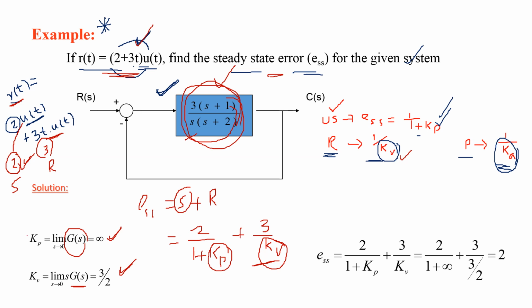Now substitute these two values, Kp and Kv, in this. Then we get 2 by 1 plus infinity plus 3 by 3 by 2, so the steady state error value is 2. These types of problems are very important, that is, a combination of 2 or 3 signals. If the input is a combination of 2 or 3 signals, then the steady state error is the summation of the errors due to these signals. Try to practice these types of problems.